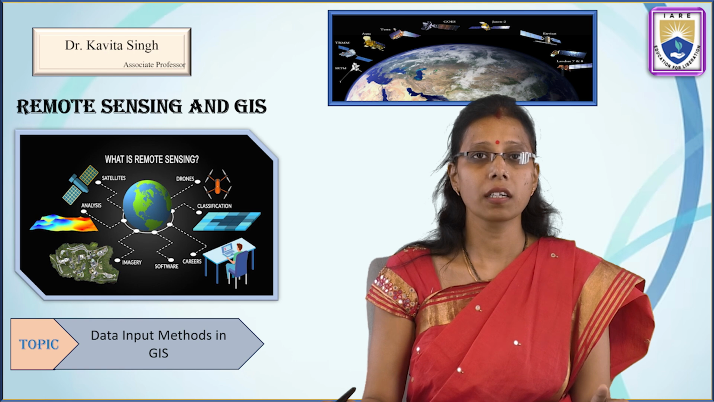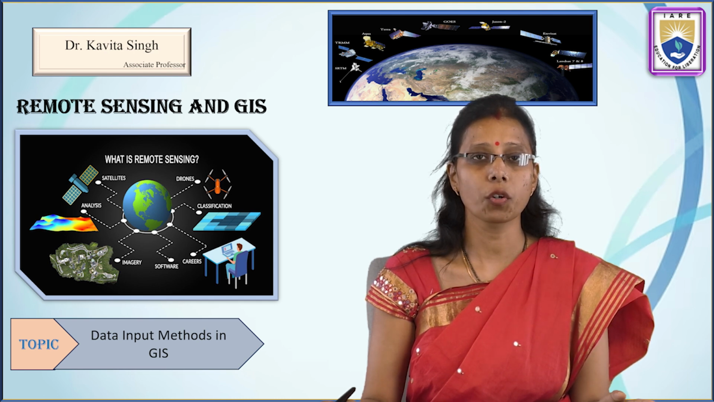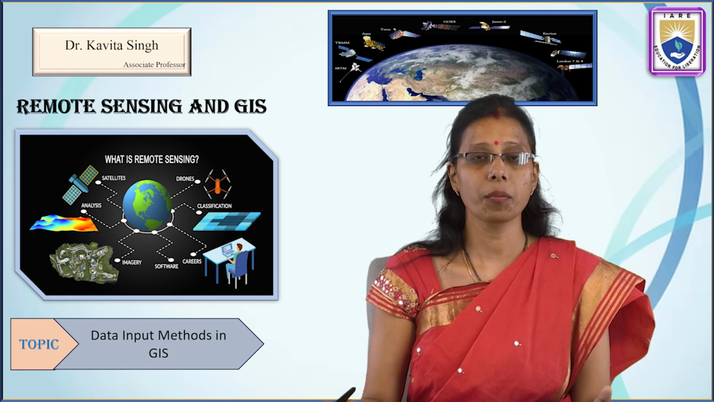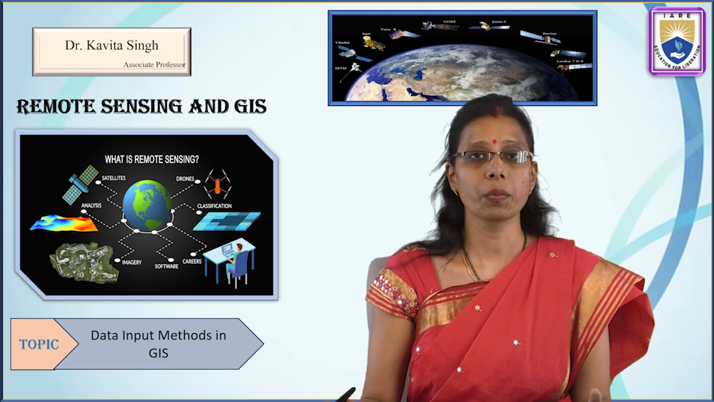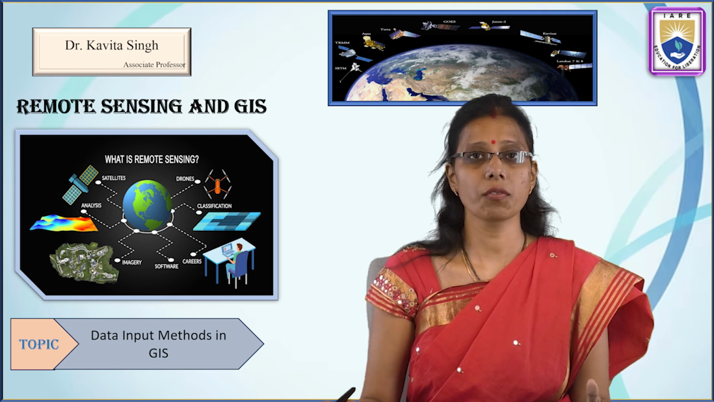Spatial data is the data which you can see around you: all types of satellite data, all types of topo maps or topo sheet maps, all types of aerial photographs, or any data which you click through your camera, or any data which is given through digital information. That all comes under spatial. And non-spatial information is the information which is attached to the spatial. So this we have already discussed.